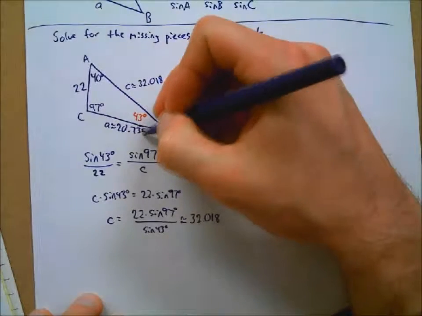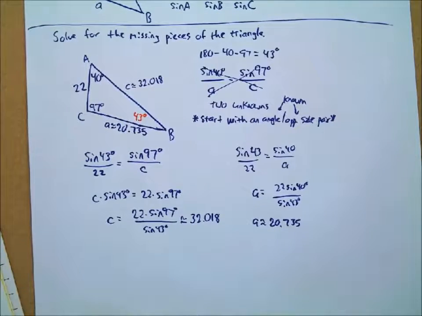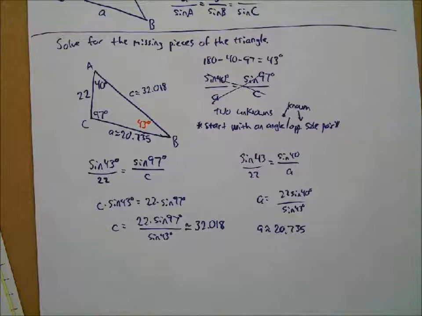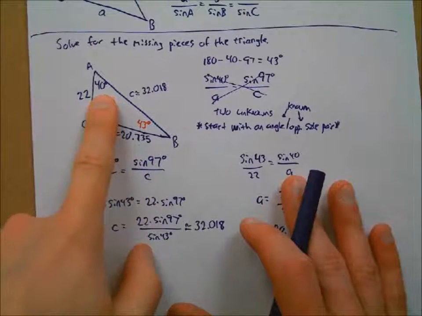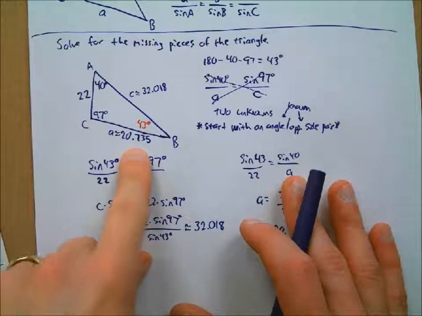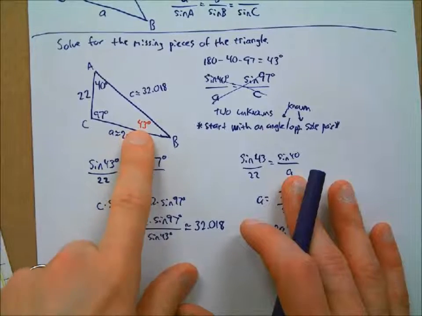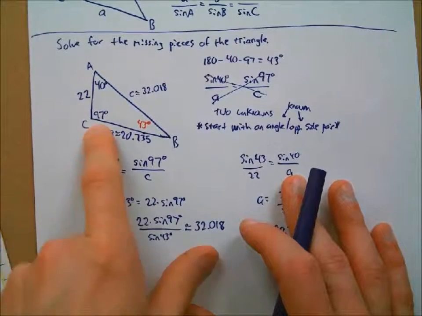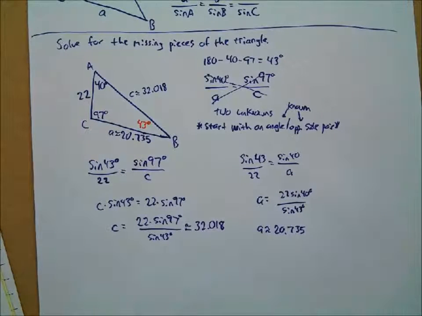Now, does this answer make sense too? Let's also check it here, remembering back to geometry. Opposite the smallest angle should be the smallest side. Is that the case here? Yes. Opposite the middle-sized angle, the middle-sized side, and opposite the biggest angle, the biggest side. So, okay. Looking good, right? It looks like it matches up correctly. All right. Questions on any of that?